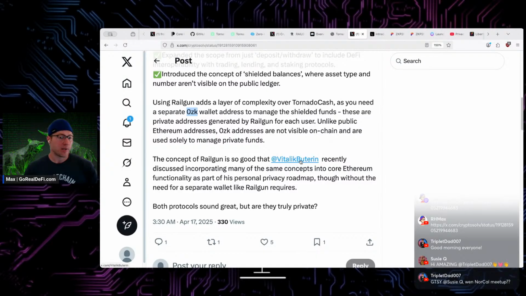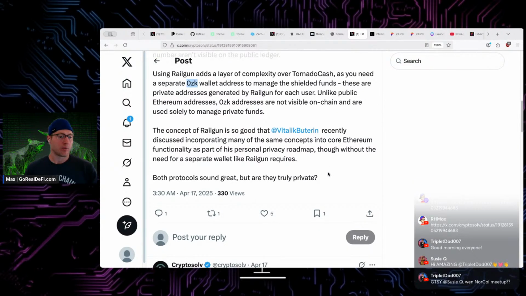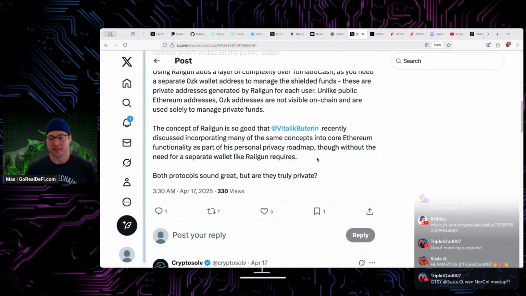The concept of Railgun is so good that Vitalik recently discussed incorporating the same features in the core Ethereum technology as part of his personal privacy roadmap, though without the need for a separate wallet like Railgun requires. Ooh, that'd be a game changer. Yeah, that would be pretty cool. The tech.